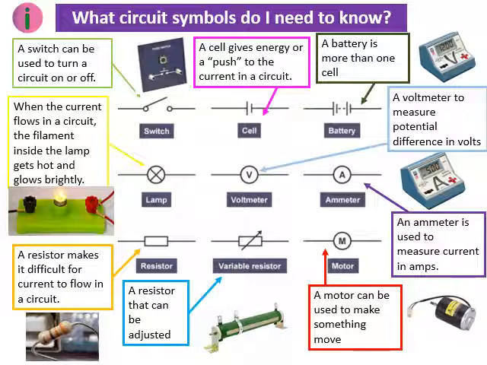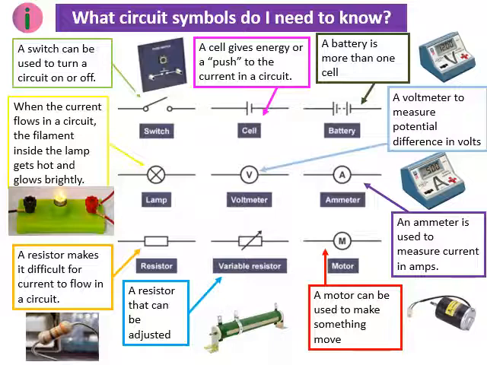And then you've got a lamp. It's pretty obvious what a lamp does. You probably know this one already. There's something inside a lamp called a filament, and when current flows inside the filament, the lamp gets hot and glows really brightly. You've got a resistor, which makes it difficult for current to flow, slows current down, which doesn't sound like a useful thing, but it can be very useful.